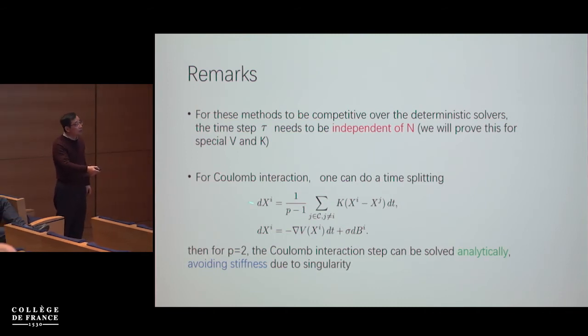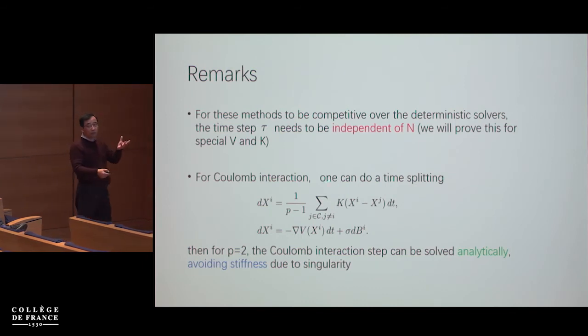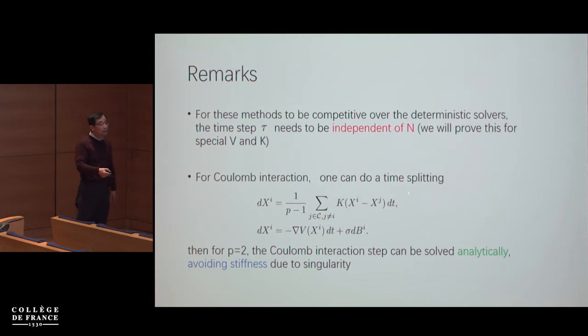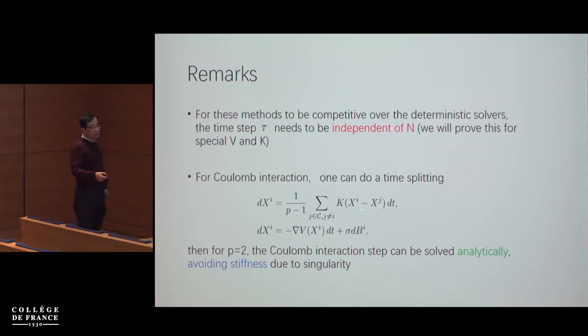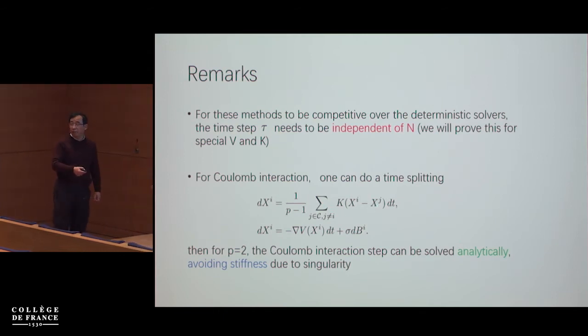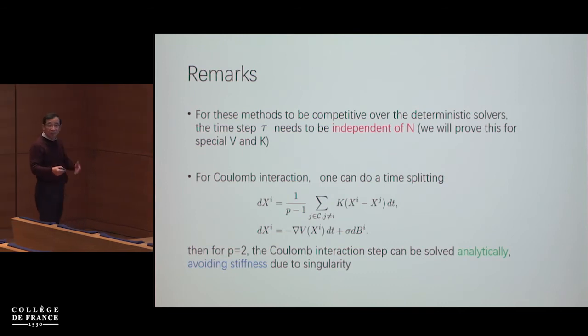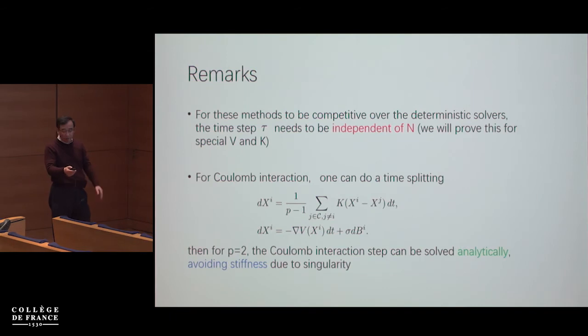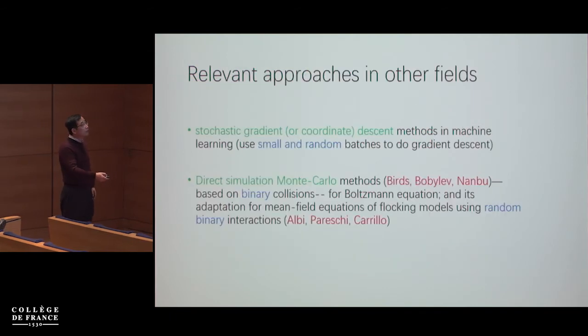And another bonus, actually, if it's Coulomb interaction, each group has two particles. Basically, each particle does Coulomb with another particle, and this step can be solved analytically, which sort of removes the stiffness, because when you have Coulomb, it is 1 over xi minus xj. You have a singularity when the two particles are too close to each other. But if you can solve this analytically, of course, there's no stiffness.